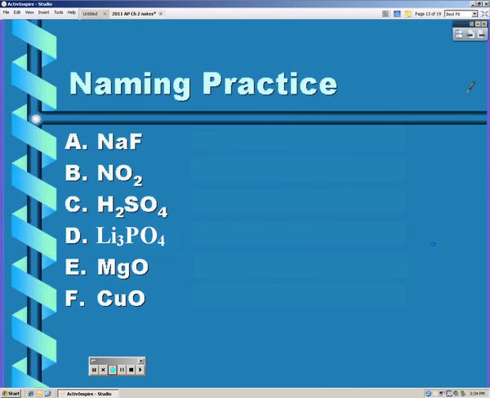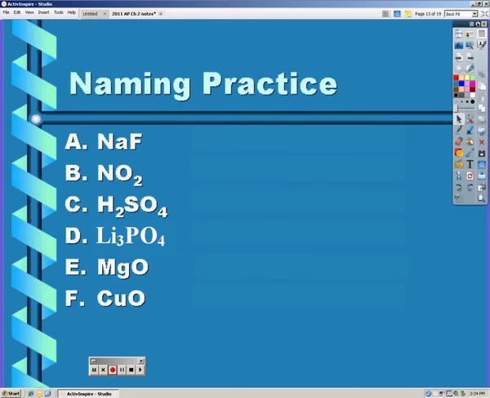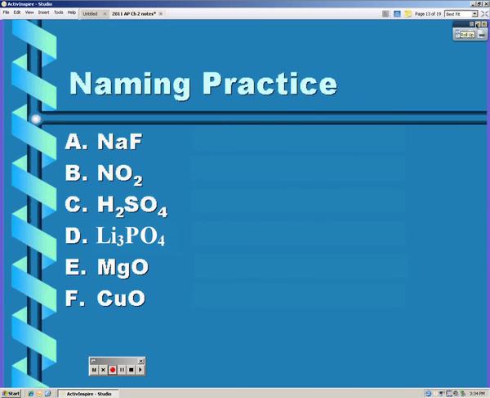So pause the video and try naming these on your own. The first one doesn't start with hydrogen, it doesn't start with a nonmetal, it doesn't start with a transition metal, so you're just going to name it as is. So sodium fluoride. The second one starts with a nonmetal, so you've got to use prefixes. So nitrogen dioxide.